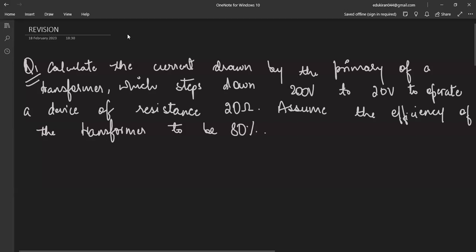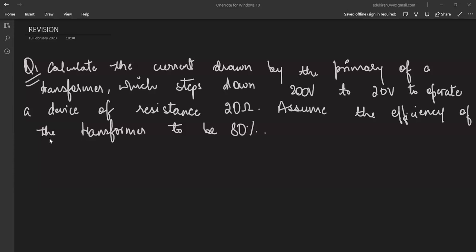See, this question says that calculate the current drawn by the primary of a transformer which steps down 200 volt to 20 volt. So this is a step down transformer. So higher voltage, lower voltage, right? This is E2, this is E1.